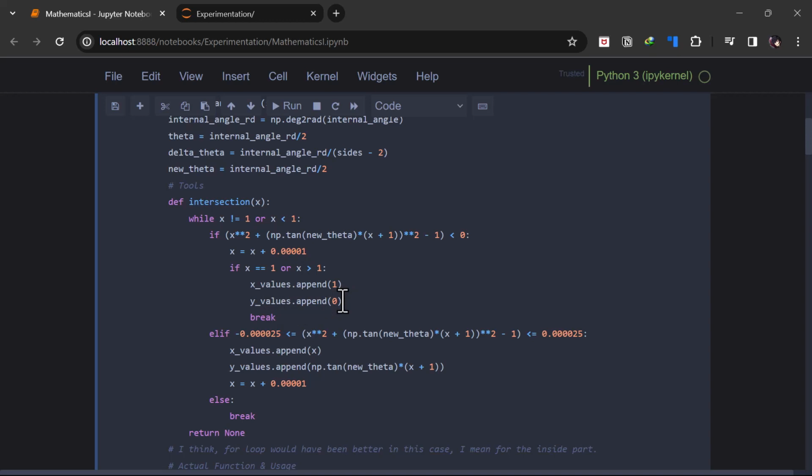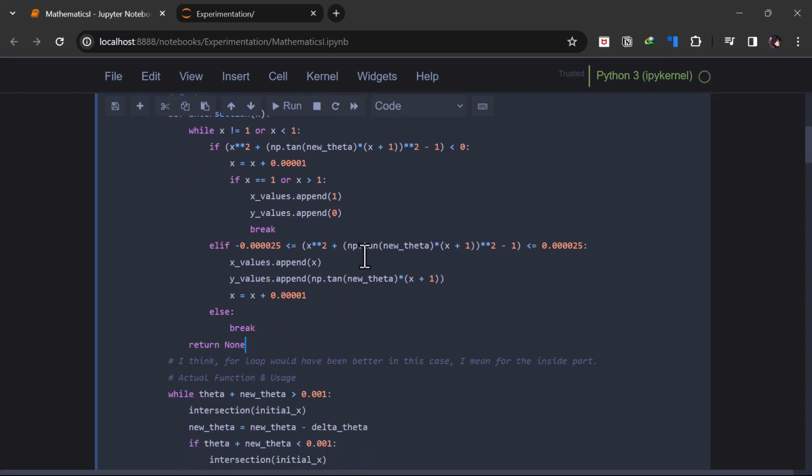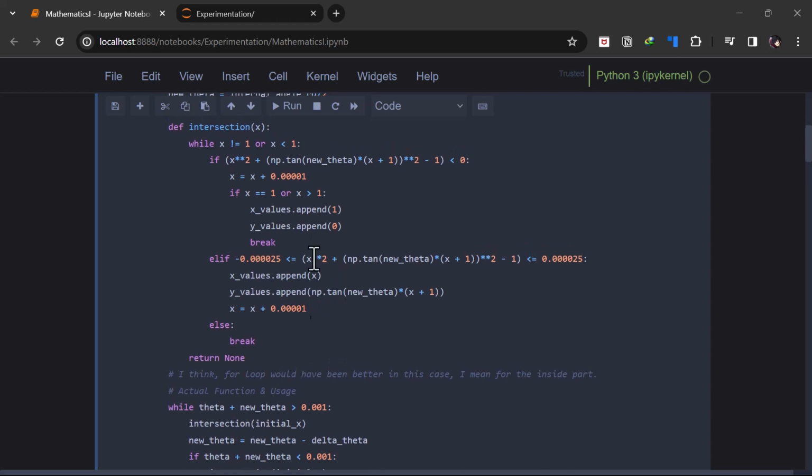Because if we're dealing with the horizontal line and we know what the line is, then we know what the intersection point is. So just break the loop and append these 1, 0 values. And the second part is interesting, because in the elif part, what we are doing is checking if we have any intersection or not. So this is the incrementation part when we were inside the circle, and in the second case, we are checking the intersection actually.